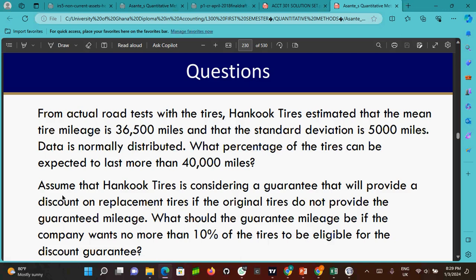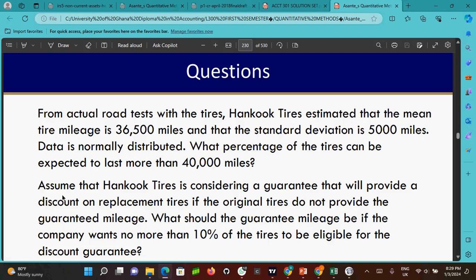Does anyone understand the second part? Yeah, we are trying to read and make meaning out of it. Don't you think maybe we are going to maintain the mean and the standard deviation? Then the question actually starts from what should the guarantee mileage be if the company wants no more than 10% of the tires. So why don't we find 10% of the tires? Then the answer we get becomes the new question itself.